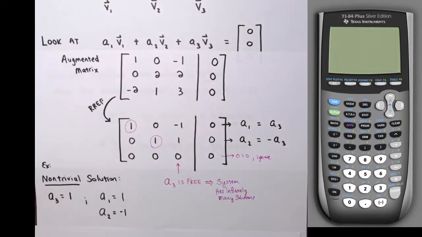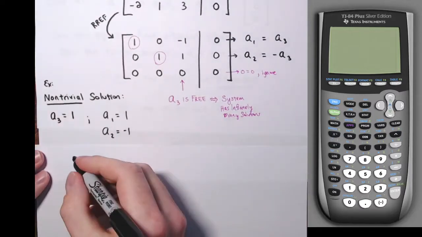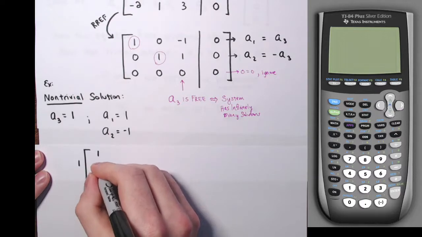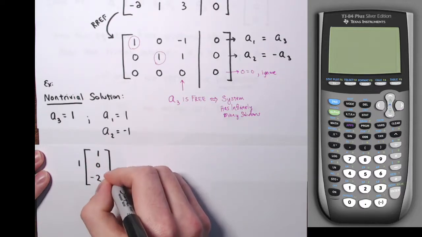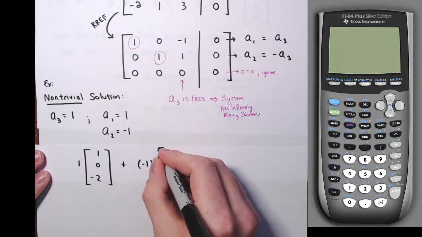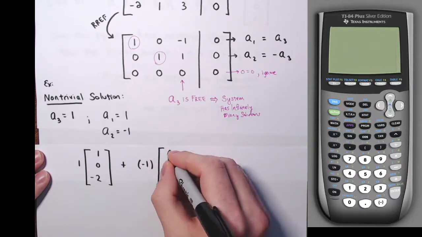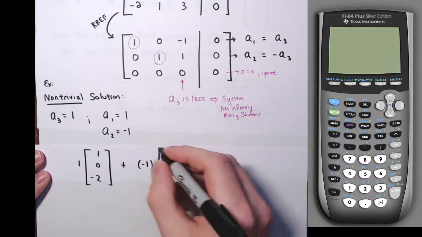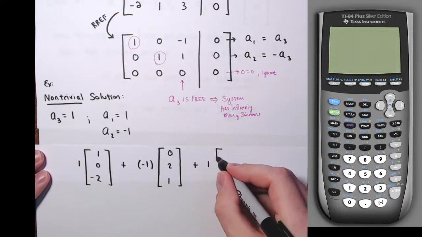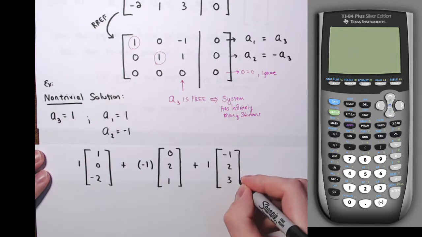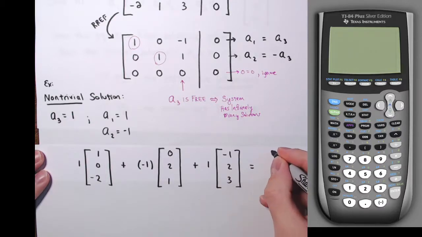And again, this isn't the only one. There's infinitely many. But A1 times V1, so 1 times V1 would be 1, 0, negative 2. Plus A2 is negative 1, so negative 1 times V2, which is 0, 2, 1. Plus A3, we chose to be 1, times V3, which is the vector negative 1, 2, 3. Is this equal to the 0 vector?